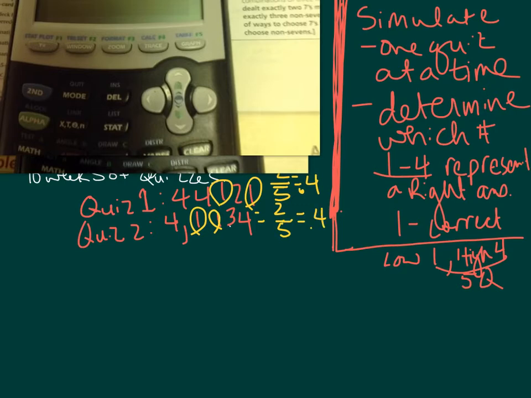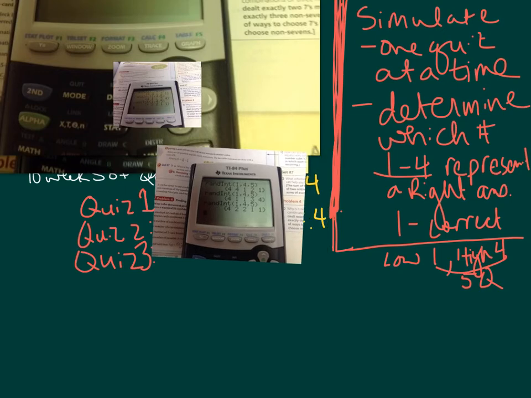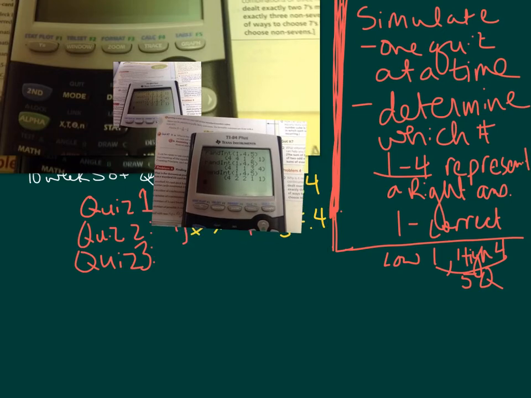Okay, so week 3. We run the random number generator again. Our values this week are 4, 2, 2, 1, 1. Again, we're getting 2 right out of the 5 questions. We go to quiz 3, or we keep going from there.